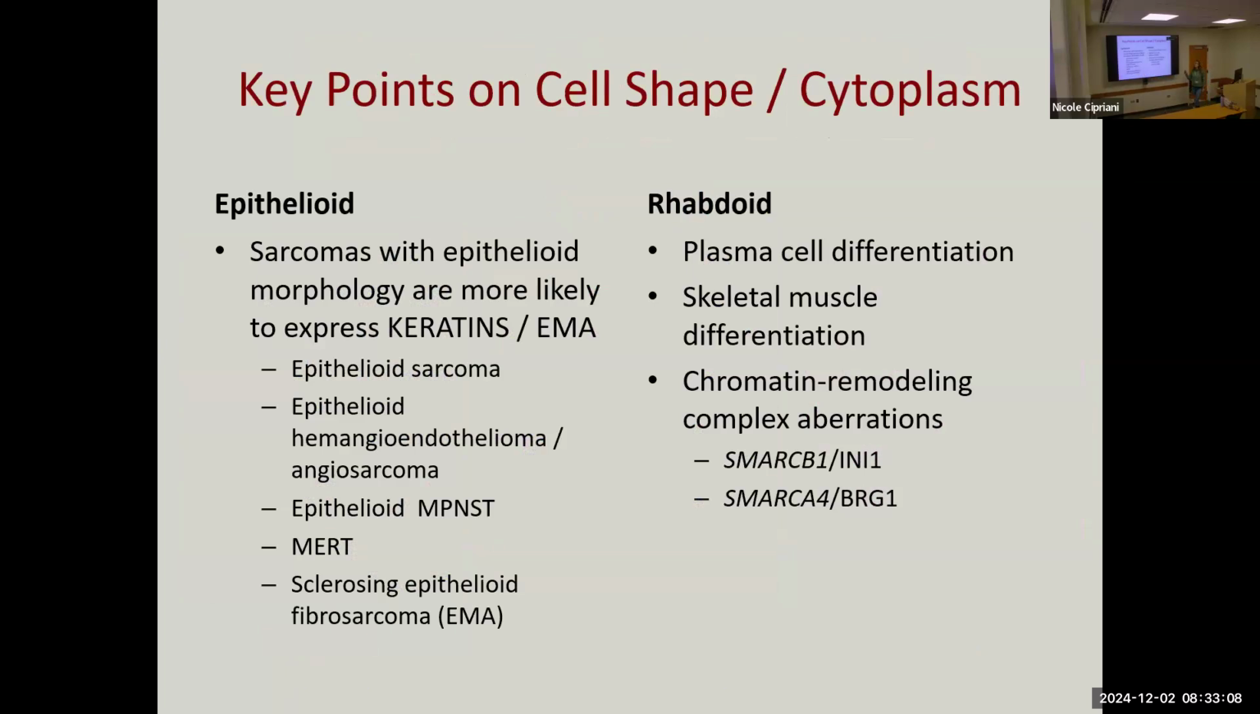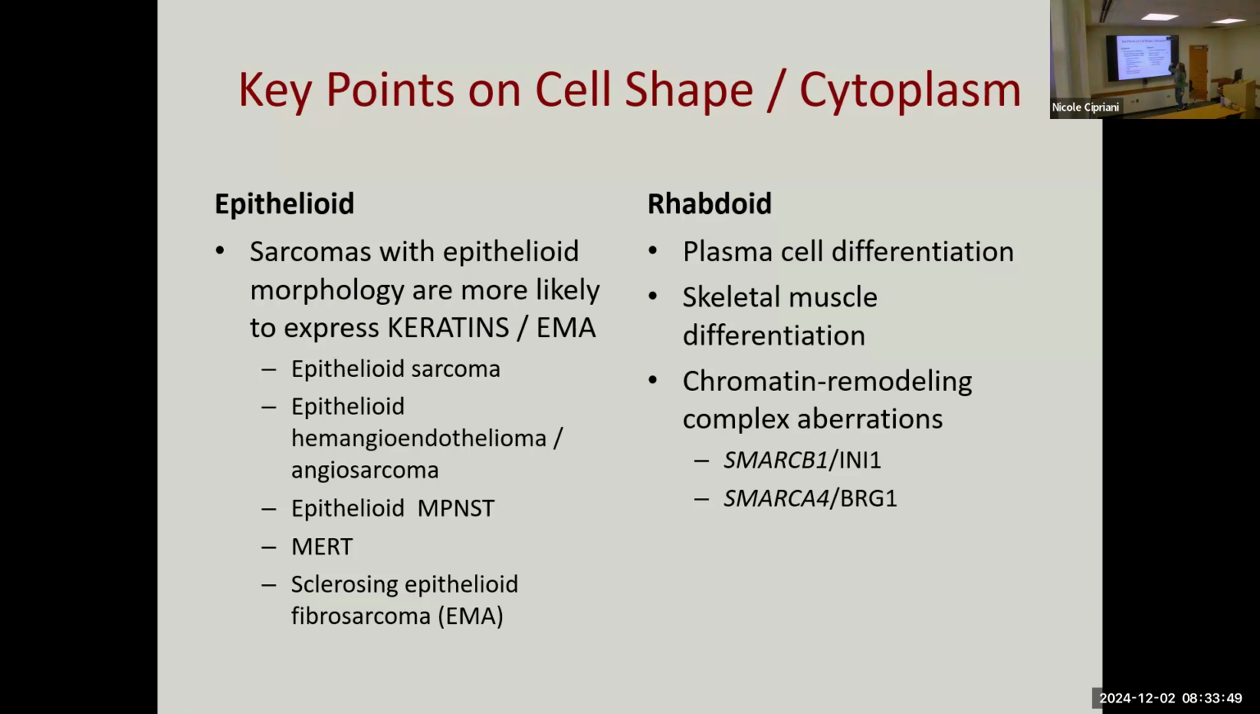Sarcomas with the epithelioid morphology, like we talked about, are not only more likely to go to lymph nodes, but also more likely to express keratins or EMA, again probably because they have this mesenchymal to epithelial transition. So epithelioid sarcoma, classic, strong keratin expressor. EHE or epithelioid angiosarcoma, epithelioid nerve sheath tumor, malignant extrarenal rhabdoid tumor, sclerosing epithelioid fibrosarcoma. I guess we should throw in here synovial sarcoma is also a classic keratin expressor, even though it's not necessarily epithelioid.